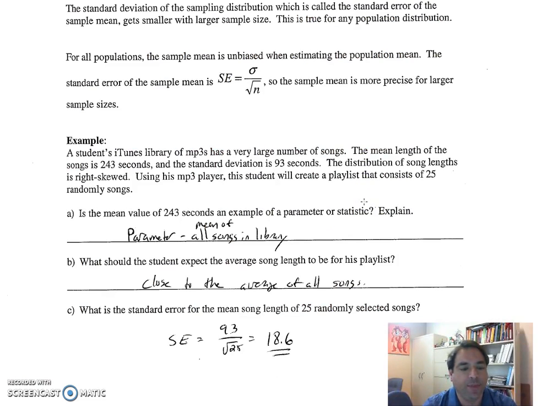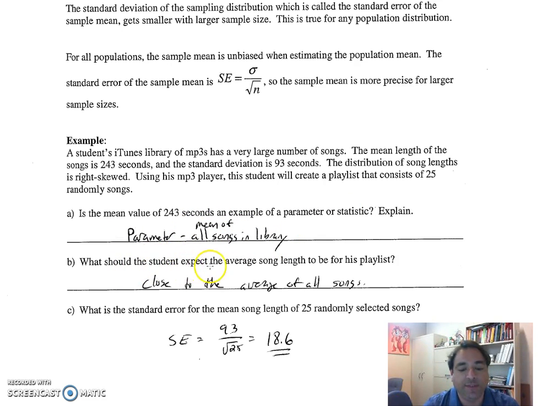So in this example, a student's iTunes library of MP3s has a very large number of songs. The mean length of the song is 243 seconds, and the standard deviation is 93 seconds. The distribution of song length is right skewed. Using the MP3 player, this student will create a playlist that consists of 25 randomly selected songs. So is the mean value of 243 seconds an example of a parameter or statistic? Now remember, parameter is everybody, statistic is sample. So in this case, it's a parameter because it's the mean of all the songs in the library.